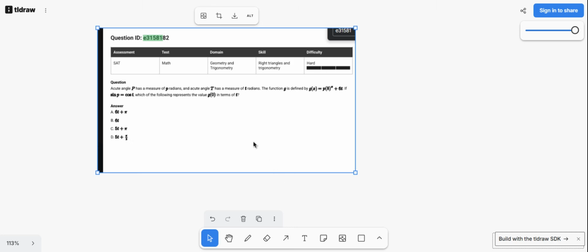Hi guys, today I'm going to solve question ID E3158182. So the question says acute angle P has a measure of P radians, the acute angle T has a measure of T radians, and the function G is defined by this. And if sine of P is equal to cosine of T, which of the following represents a value of G of 0 in terms of T?